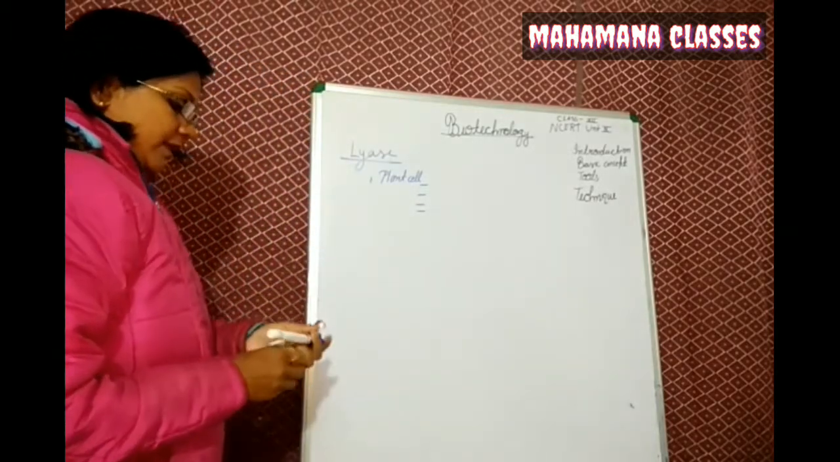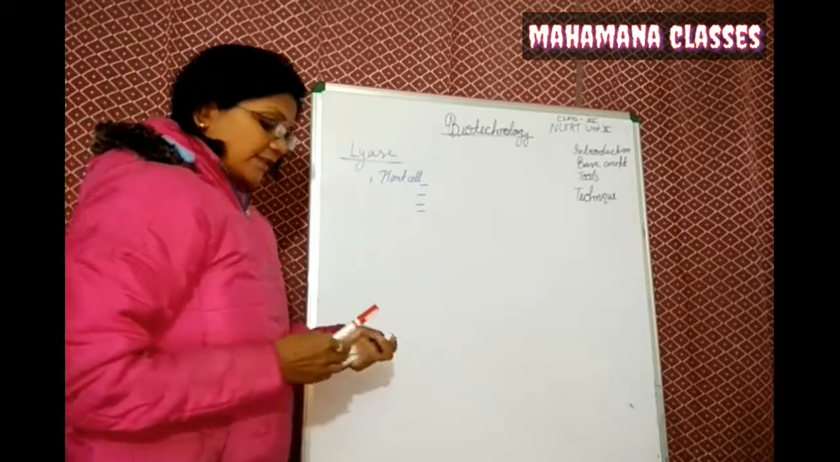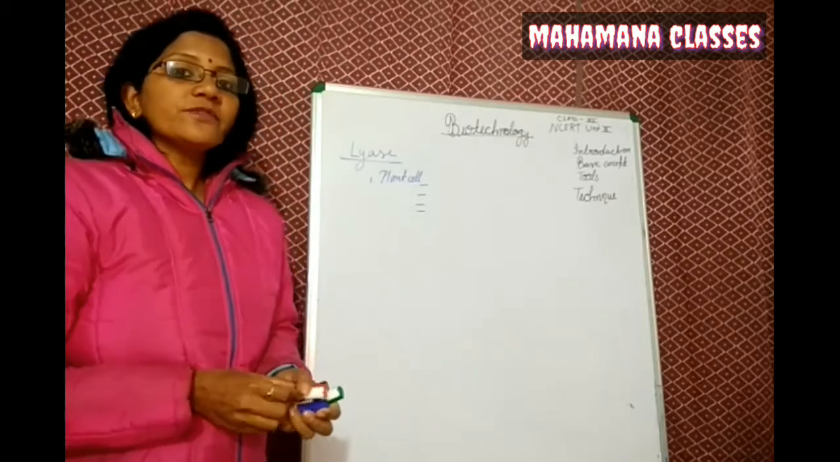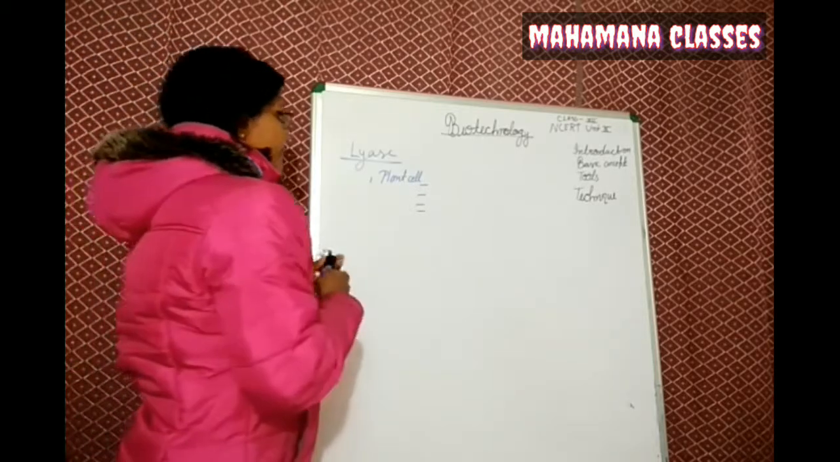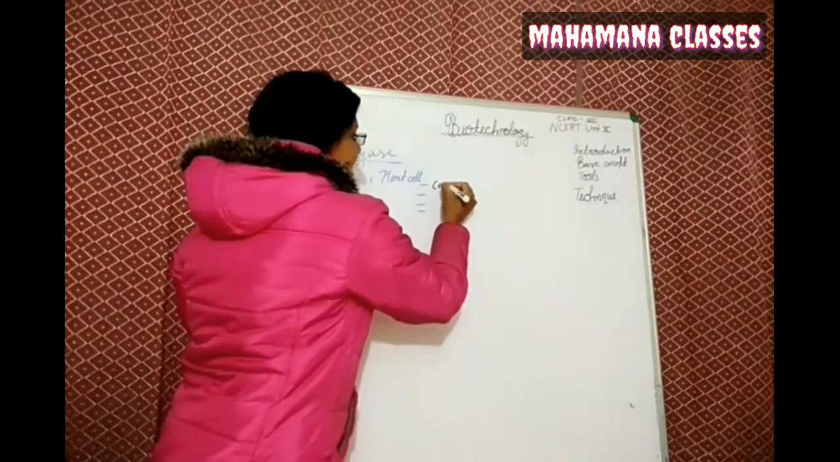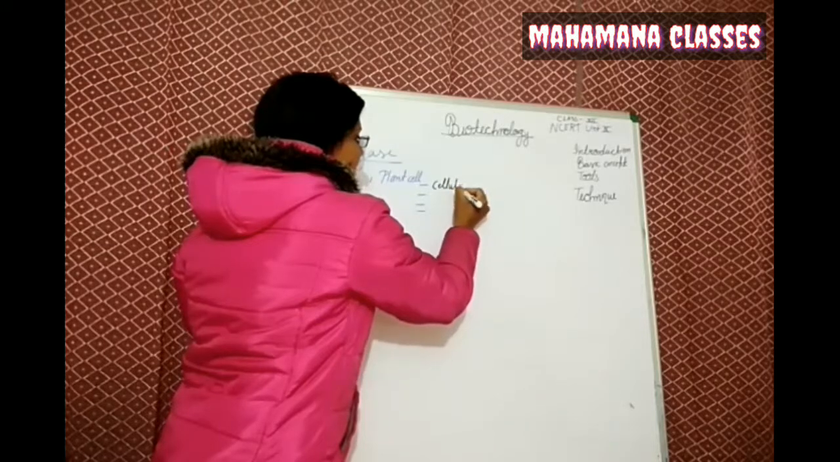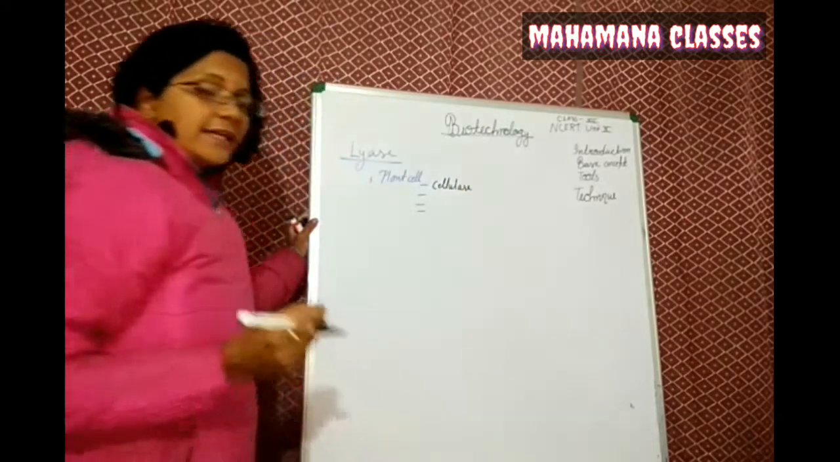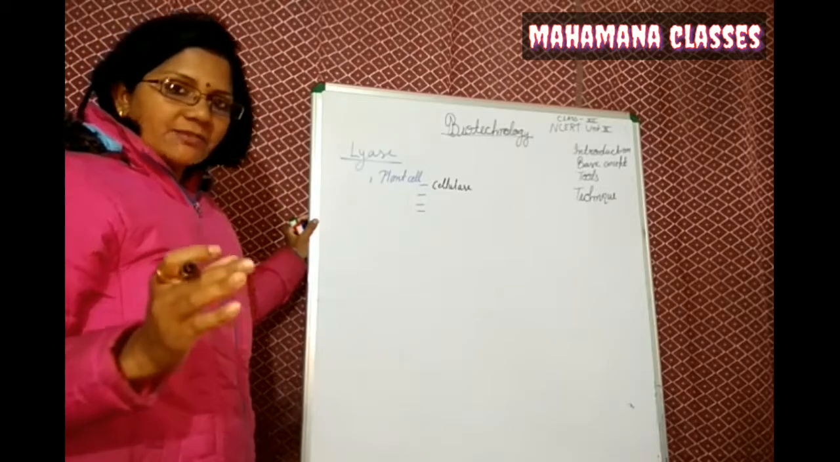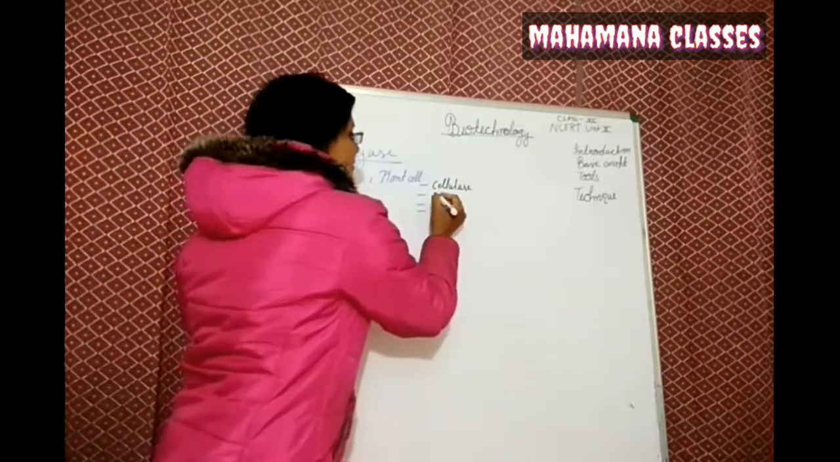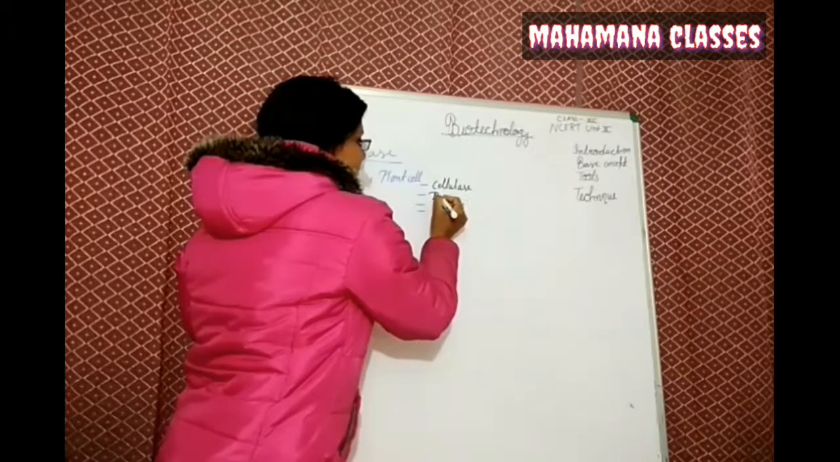First, as the cell wall is made up of cellulose, we need cellulase enzyme. And the mature cell wall also has pectin. So to digest pectin, we need the second enzyme, pectinase.